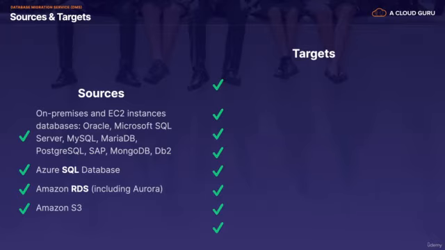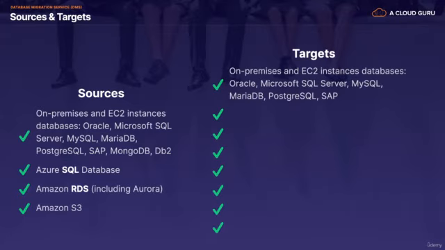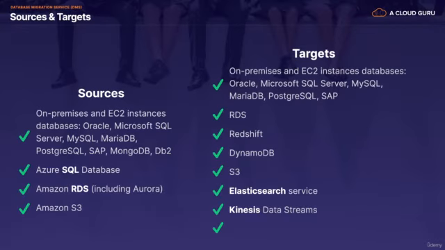And the targets that are supported are on-premise and EC2 instance databases, so it's the typical players. So we've got Oracle, Microsoft SQL Server, MySQL, MariaDB, PostgreSQL, and SAP. We also have RDS, we have Redshift as a target, DynamoDB, S3, Elasticsearch Service, as well as Kinesis Data Streams and DocumentDB. So those are our sources and different targets as well.